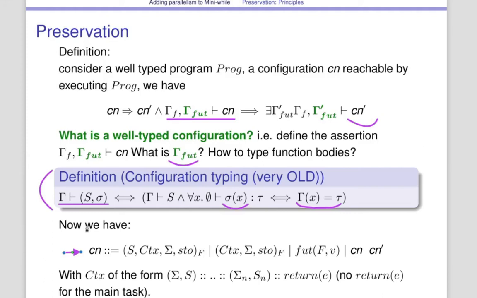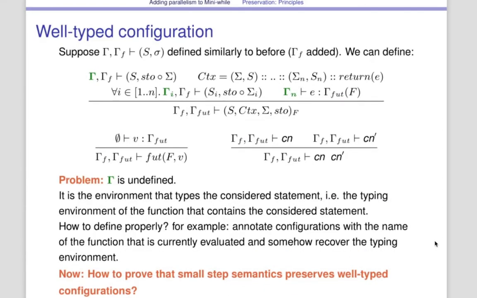But now we also have functions, and we have new kinds of stores. So everything is a bit more complicated. Our configurations are sets of that kind of things, remember? CTX is of the form, it's a couple of sigma and s, and it might finish by return e. In fact, it has no return e if it's for the main task, but okay, that's just a detail. So we could almost say that it has a return e on it.